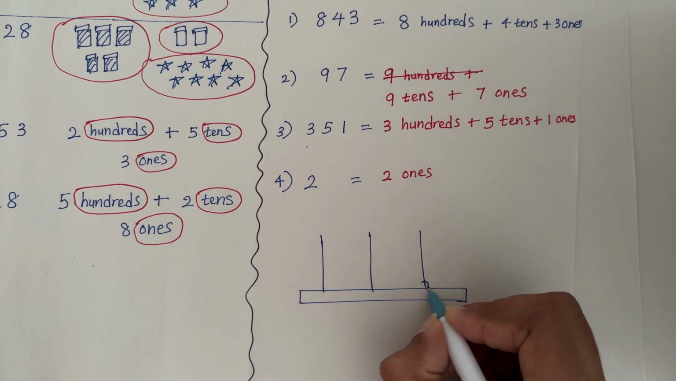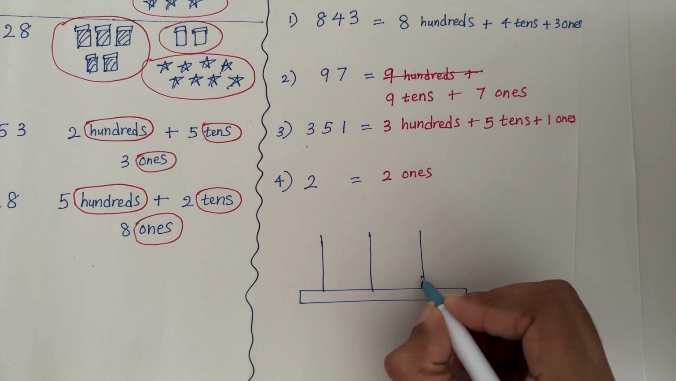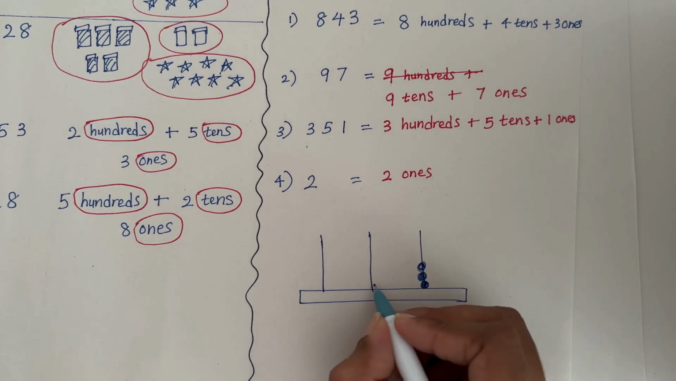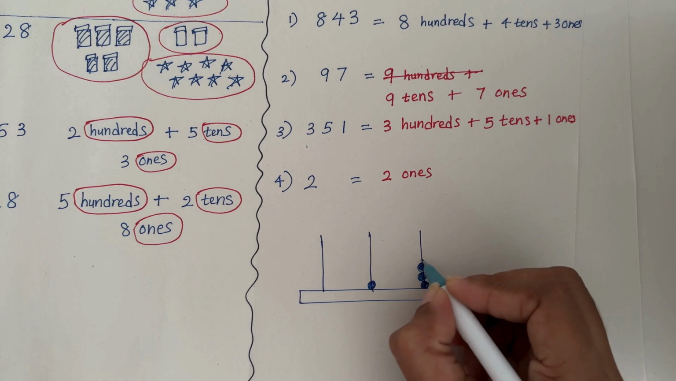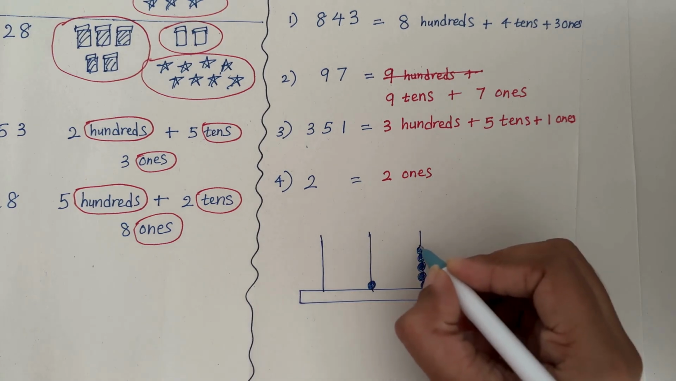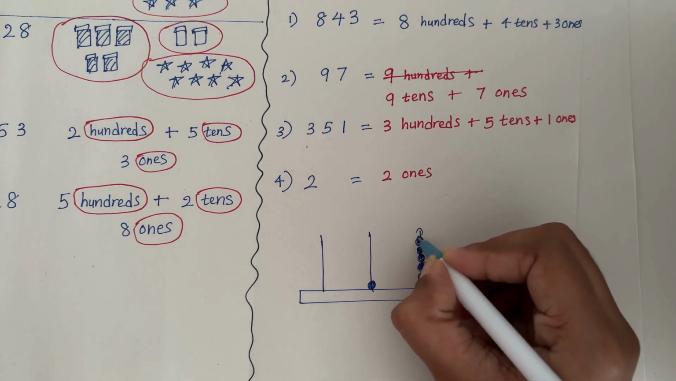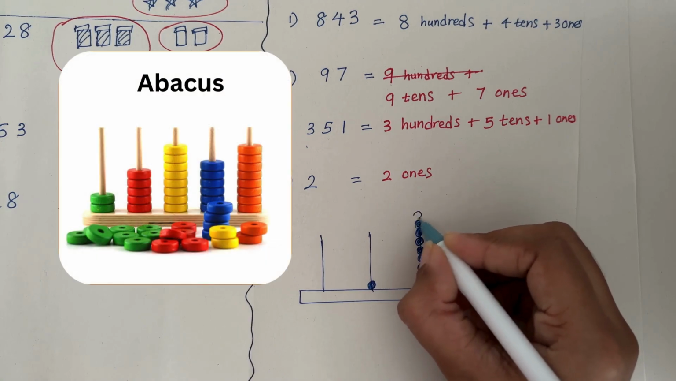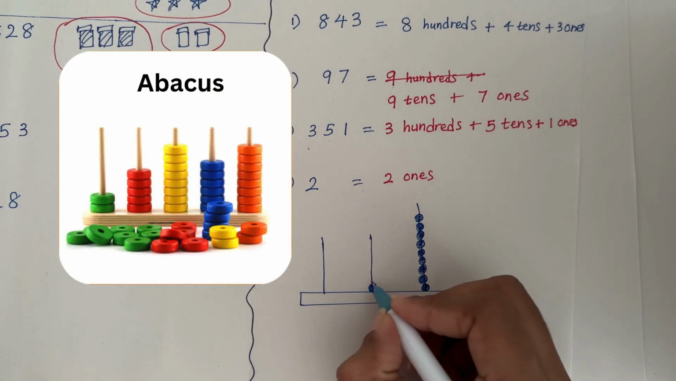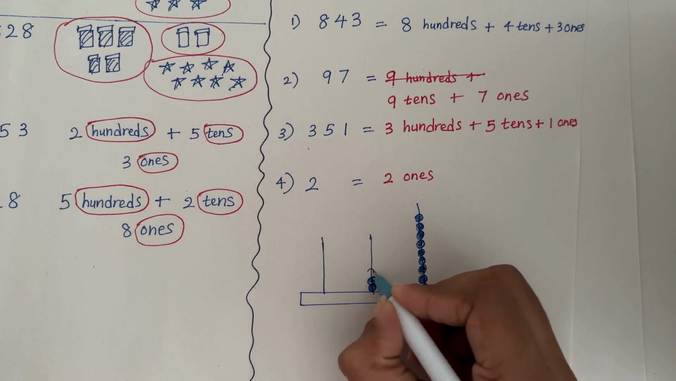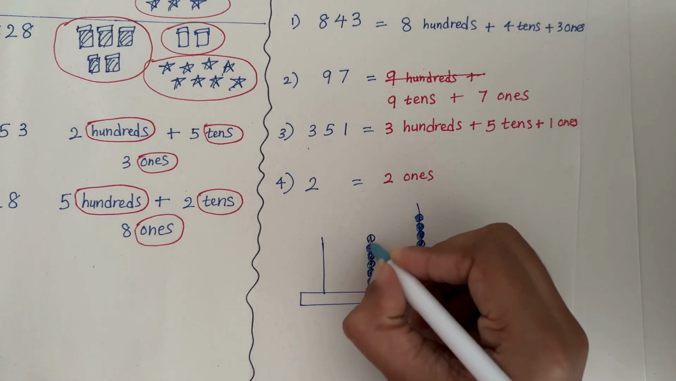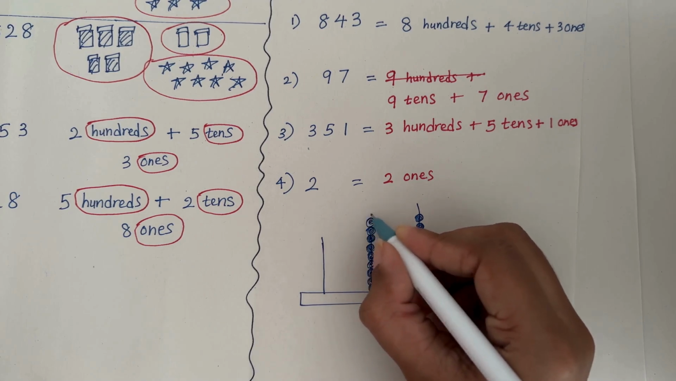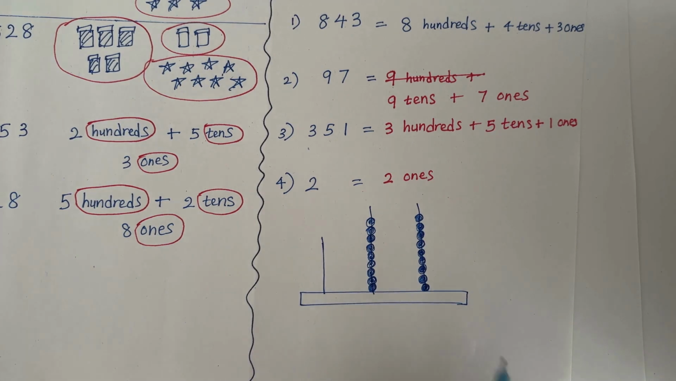We can put 2, 3, likewise we can put in this bar, and here in this bar also we can put up to 9. Here also, we can put up to 9.